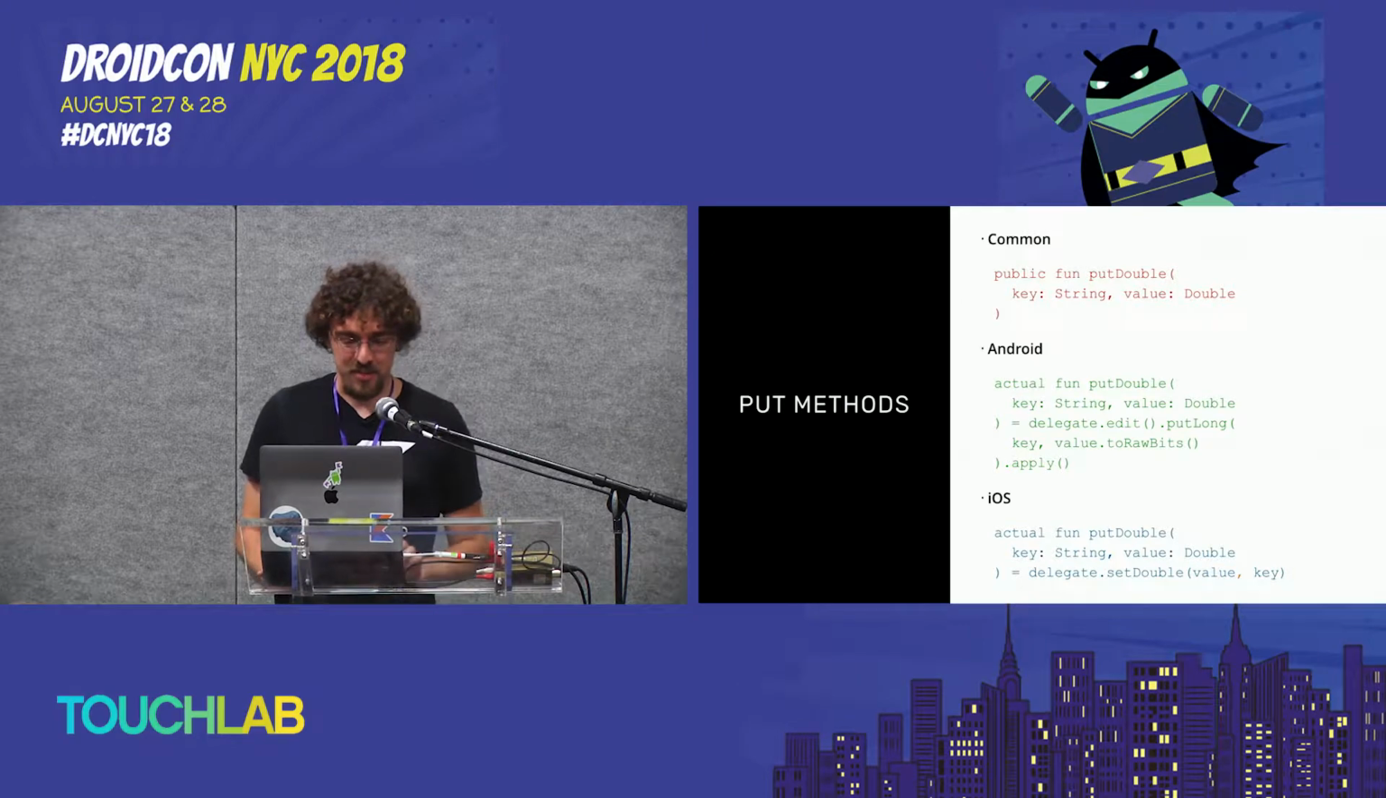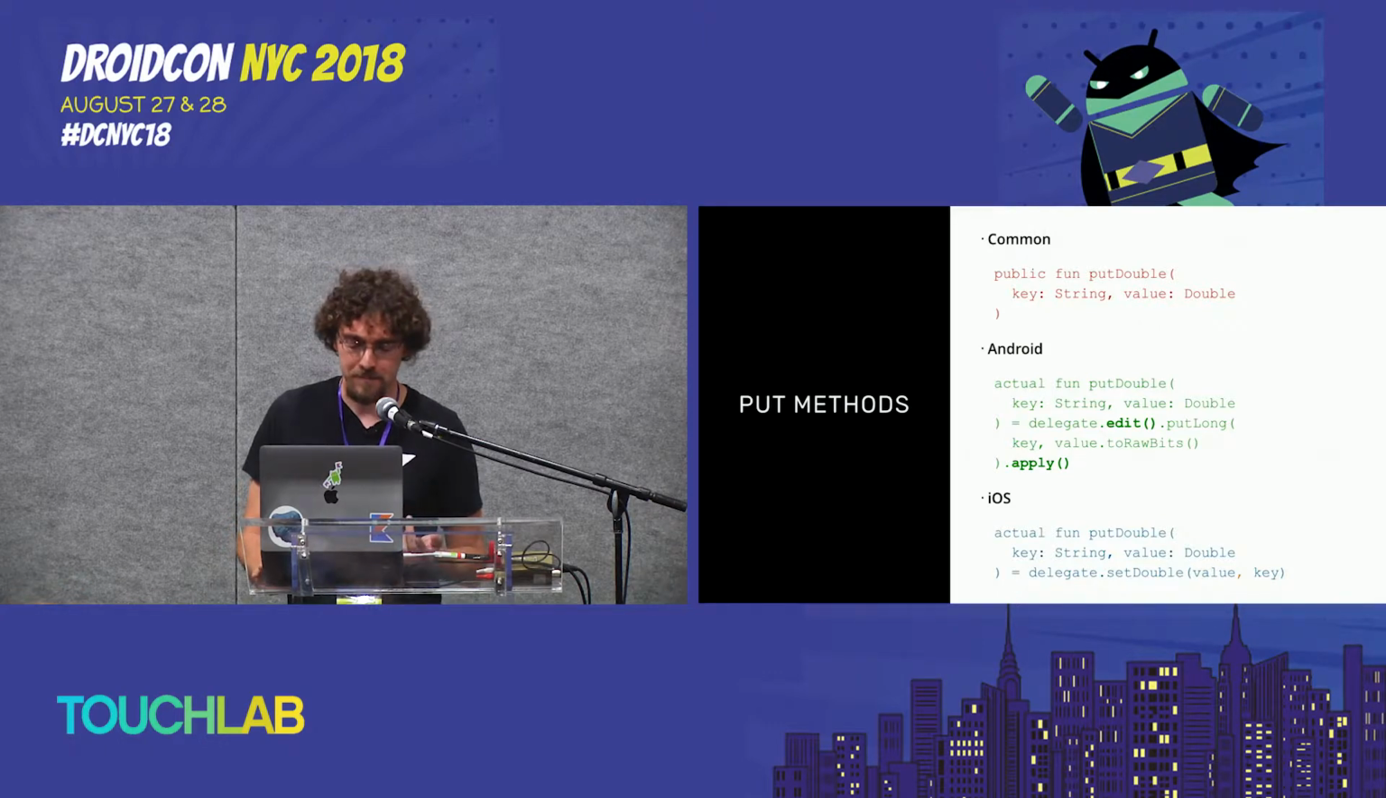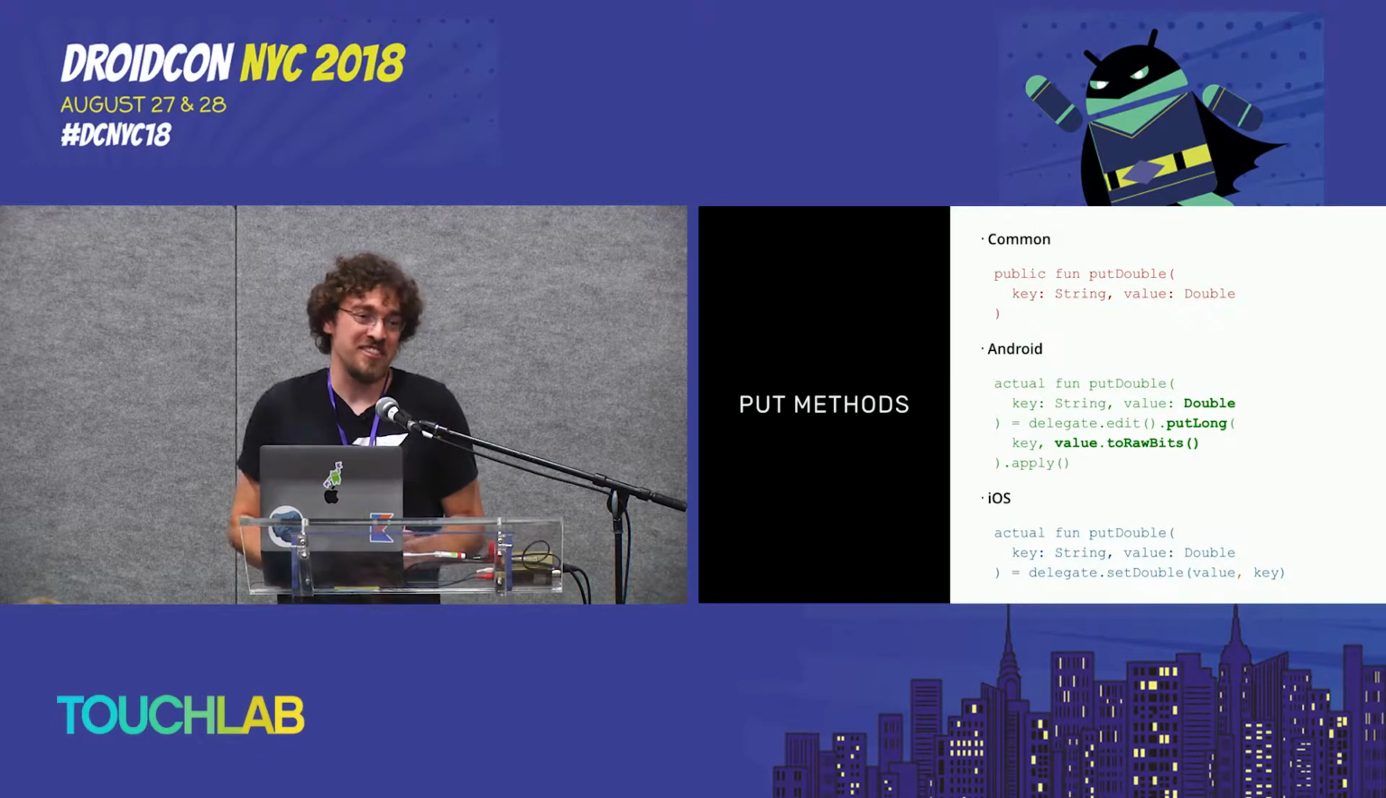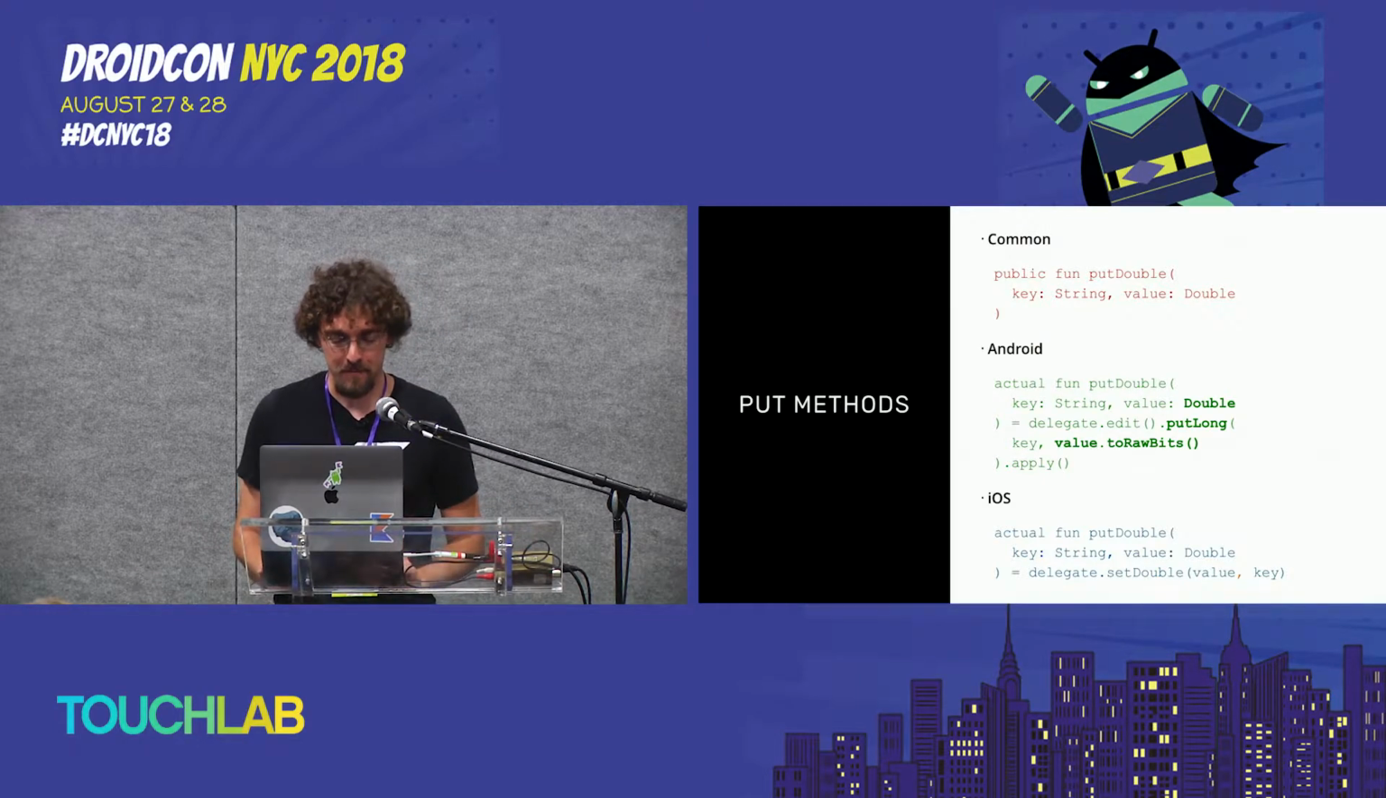In addition to gets, you obviously want some put methods. Here, I hide some of the Android complexity. I wasn't interested in the editor abstraction that shared preferences has in my common code, so I just call that internally in my put methods. I also do a little bit of work under the hood to account for the fact that the types that Android and iOS expose are slightly different. Shared preferences doesn't actually let you save doubles, and iOS does. So I built a double API anyway on Android, which is just calling into longs under the hood and converting via bytes.